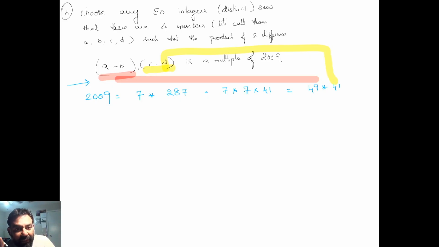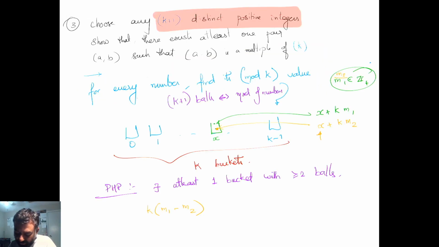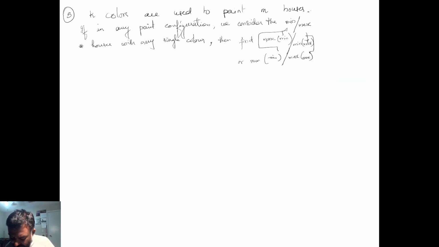So if I can show that much, then I'm pretty much done, right? So go back to a previous question. What did we say? If you want to find out something is a multiple of k, then you should throw k plus 1 numbers, correct? Are we in the same regime here?